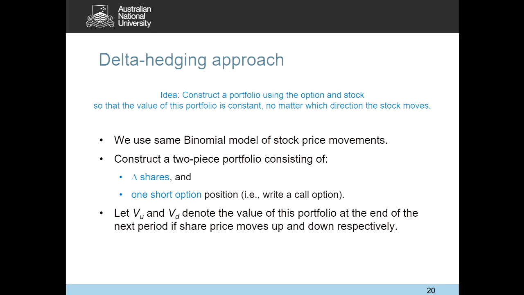So that's the whole idea behind delta hedging. You short 1 unit of call option, then you buy delta shares. Okay? Then again, this is a two-piece portfolio. We're going to use V subscript U to denote the value of this portfolio in the up state, and we're going to use V subscript D to denote the value of this portfolio in the down state.